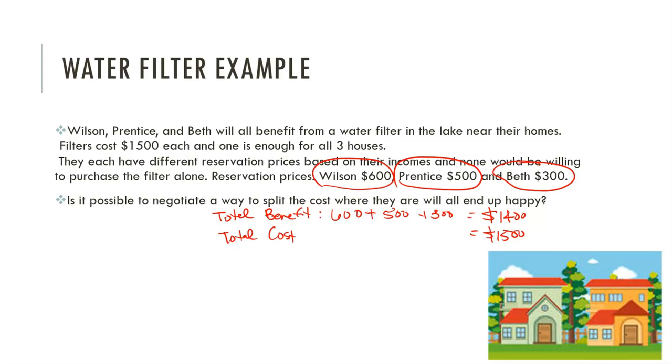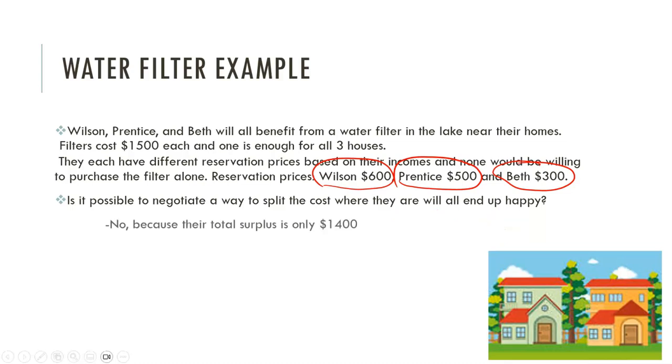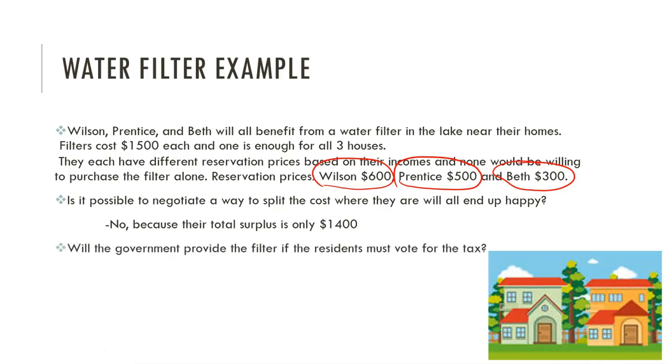Either everybody is paying more than their own reservation price, or 1 or 2 or 3 of them are going to be paying more than their reservation price. So if we provide this water filter, if it gets voted in, somebody is going to be unhappy, possibly all of them, because they're going to be paying more than what they value it. Okay, so their total surplus, their total benefit's only $1,400. What's going to happen if the government says, we want to have a water filter and we're going to have a vote to see if we should put this in?